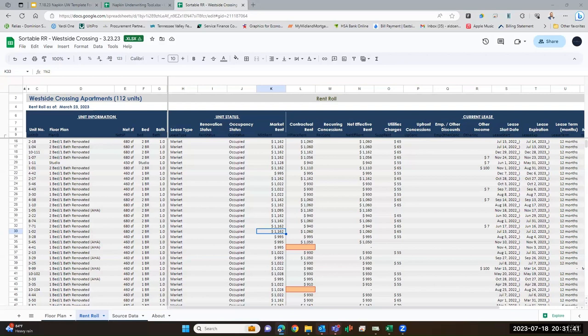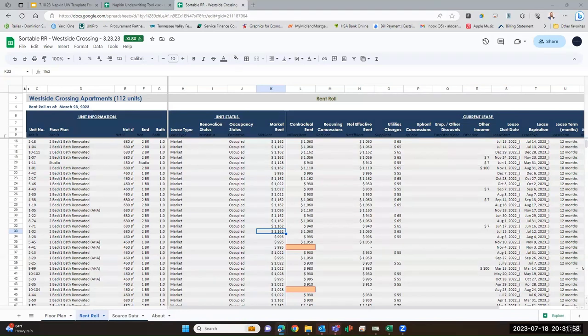And here's an important question that I think you should always ask a broker: are the rents low because they haven't increased them? Like it's just poor management? Or is it low because the condition is bad? Maybe it's not updated. Those are two very different questions.